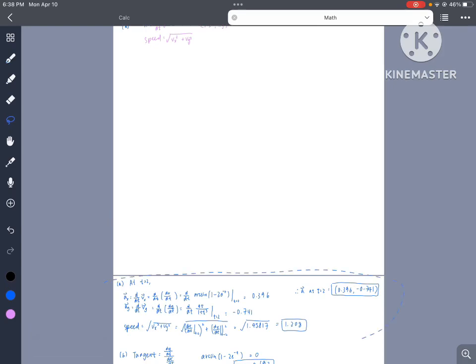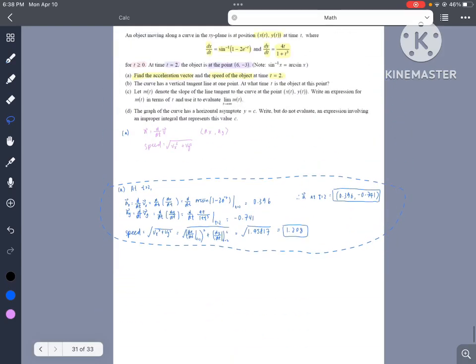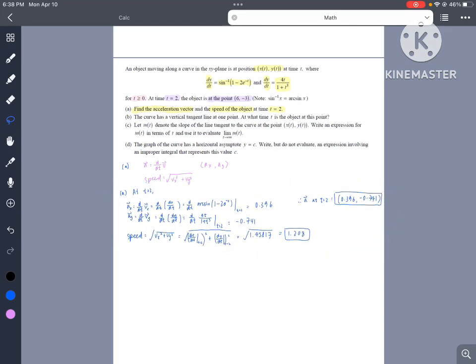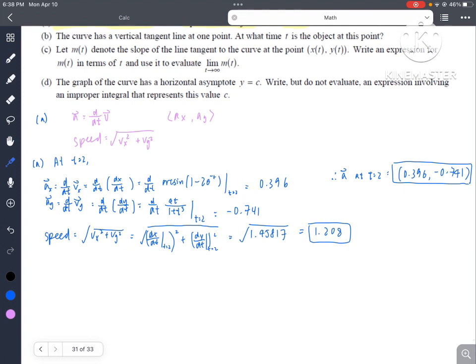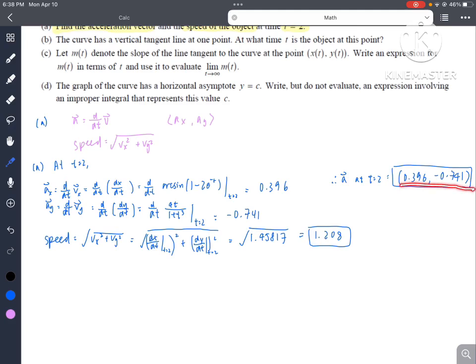And here is the solution. At time t equals 2, for the acceleration vector, we just take the derivative of velocity x and velocity y. We plug in the value t equals 2, and then we obtain these two values. We just put them into this acceleration vector. And similarly for speed, we plug in the values and then we get 1.208. So that was part A.